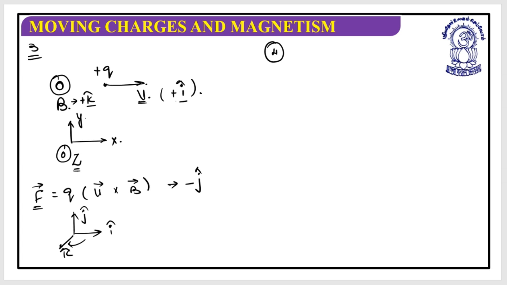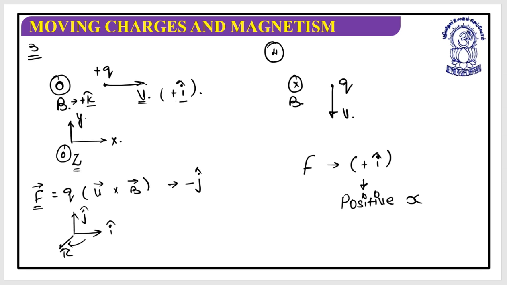One more example. Let's suppose the magnetic field is inside the plane, and charged particle q is moving in the downward direction with velocity v. So hold your first finger such that it represents the magnetic field. Hold your second finger such that it represents the motion. So according to me, force should be in plus i cap, that means positive x direction. What was your answer? Is it the same? Are you sure?